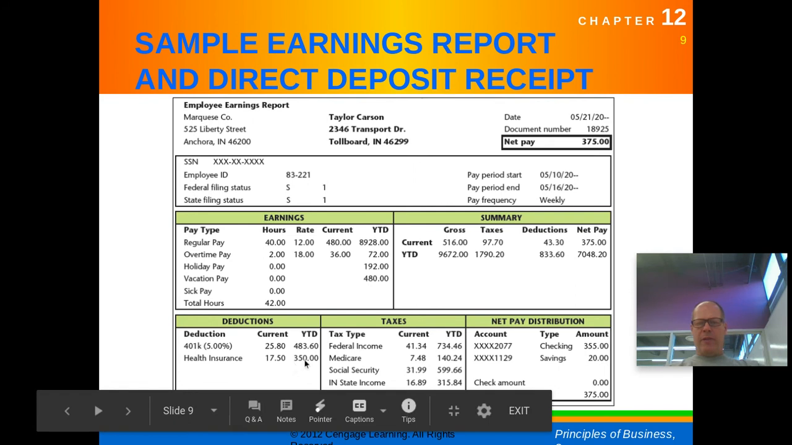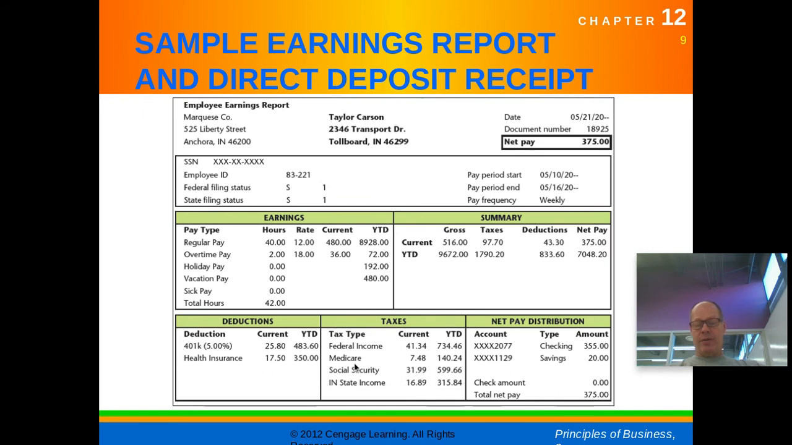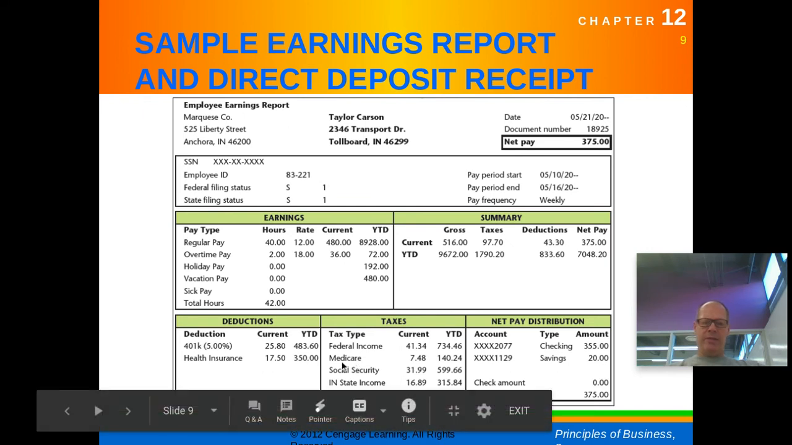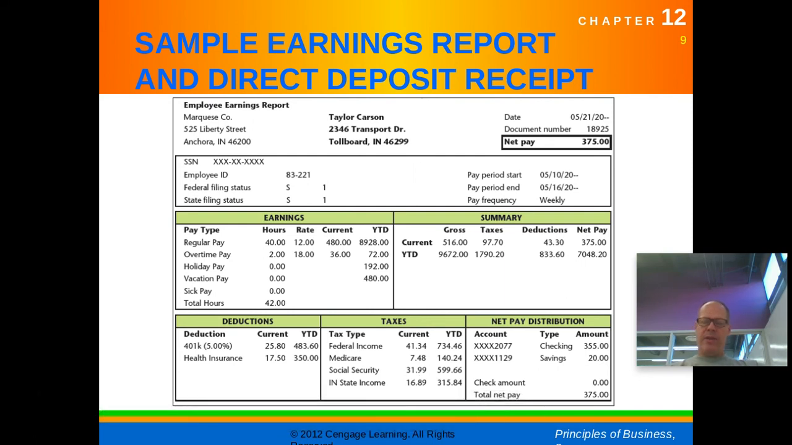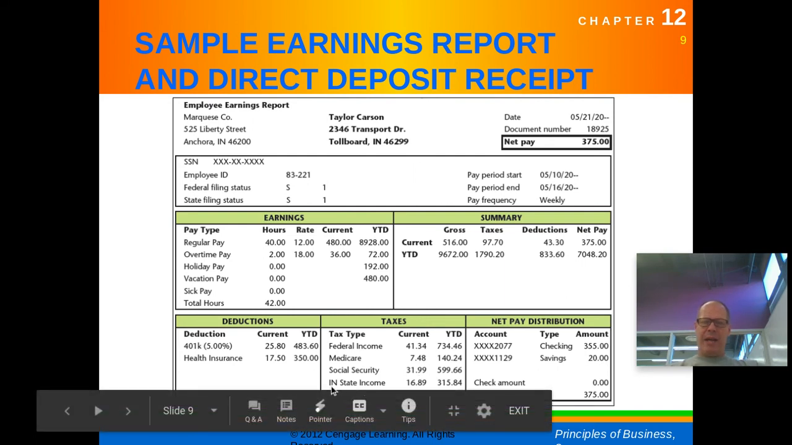Here it has the total of your federal income tax, current, your Medicare, which is a health service that the U.S. government gives, mostly to older people or people that can't afford insurance. Social Security, which is a retirement benefit, or it could be disability benefit. And then this is IN, maybe they're in the state of Indiana, the Indiana state income tax. So it shows the current amounts for that and the total amount for the year.